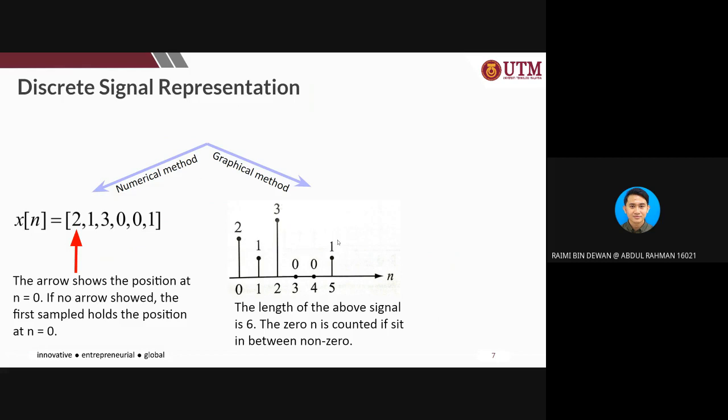Sorry for the mistake just now. This zero is counted, even though it's 0, because it is between the non-zero values. Our non-zero values are 3 and 1. So the length of the above signal is 6.